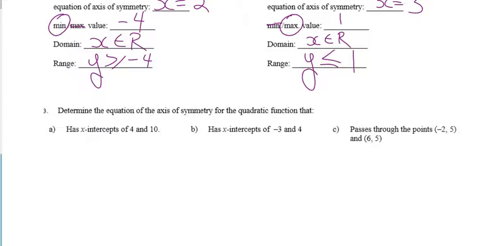Determine the equation of the axis of symmetry for the quadratic function that has x-intercepts of 4 and 10. Add them and divide by 2. So it says determine, which means we have to do what? Show work. Determine means you have to show some work. State means just write down an answer.